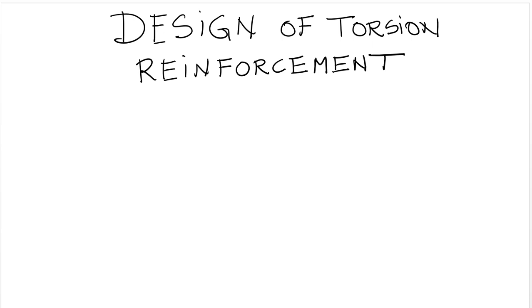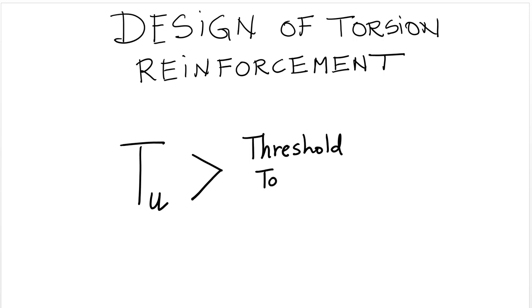In this lecture, we're going to talk about design of torsion reinforcement, specifically torsion reinforcement in beams, non-prestressed beams. So first of all, when do we need design of torsion reinforcement? When do we need torsion reinforcement in beams? We need torsion reinforcement in beams when Tu, which is the factored applied torsional moment, is greater than the threshold torsion that we talked about in our previous lecture.